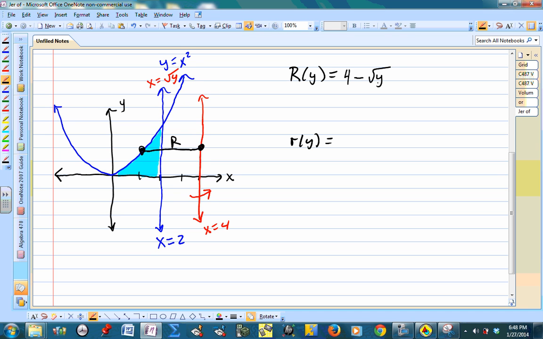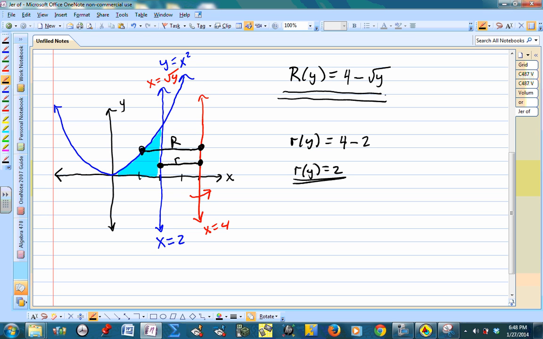So there we go. Now let's find our little radius. To identify the little radius, we're going to draw a segment from the axis of revolution to the near end of the shaded region. Okay. What's on the right side of this little radius segment? 4. The vertical line x equals 4. What's on the left side of the little radius segment? 2. The vertical line x equals 2. So little r of y can be simplified to just be 2. The little radius is constant. The big radius is variable.